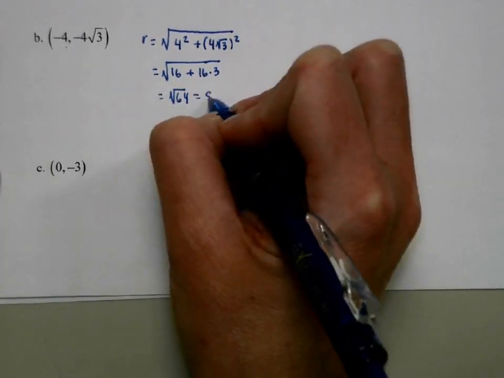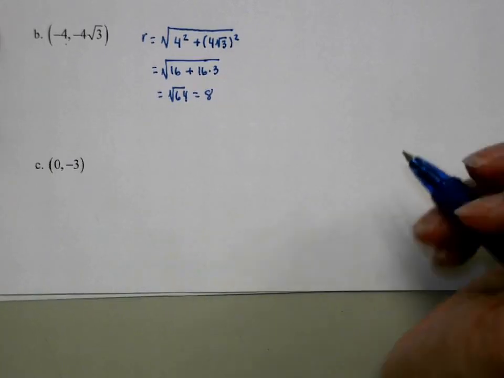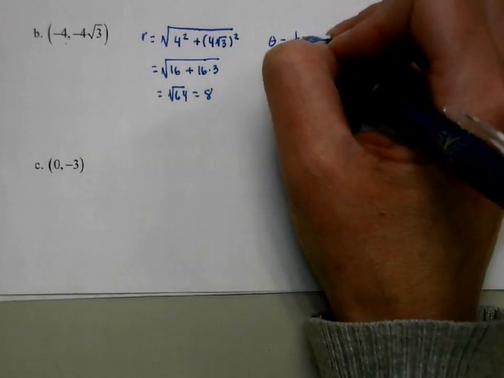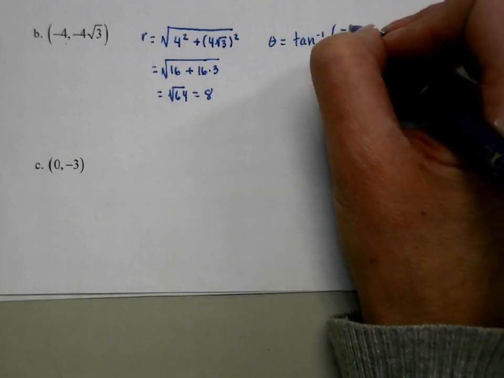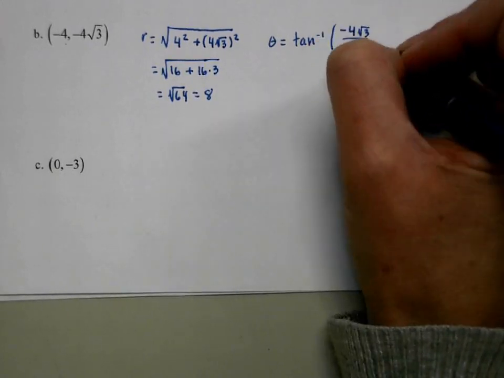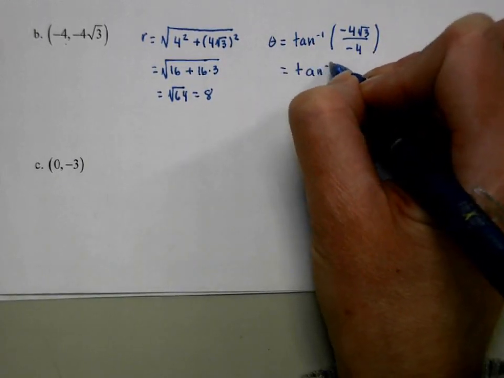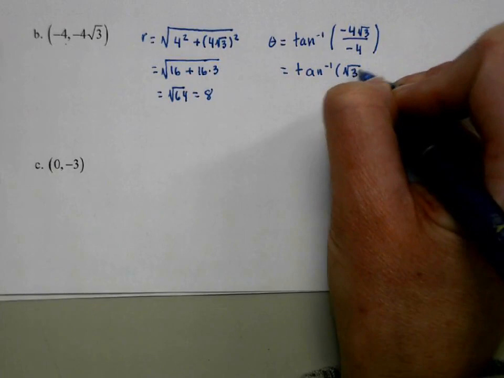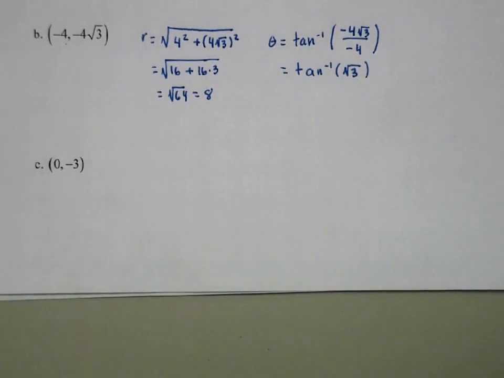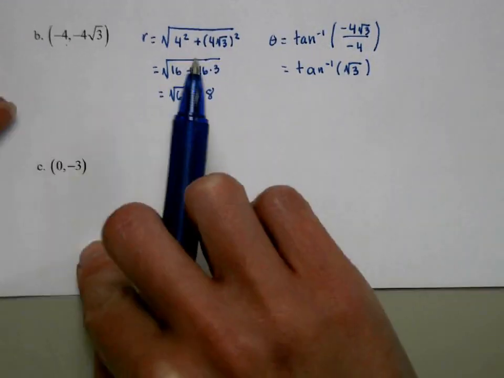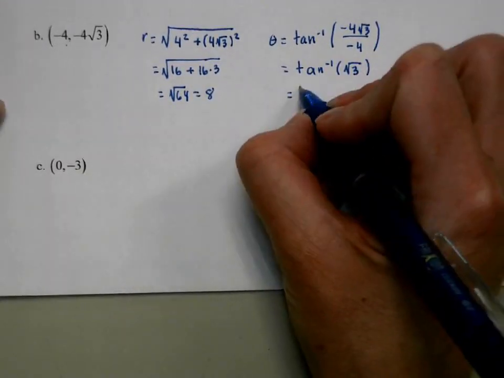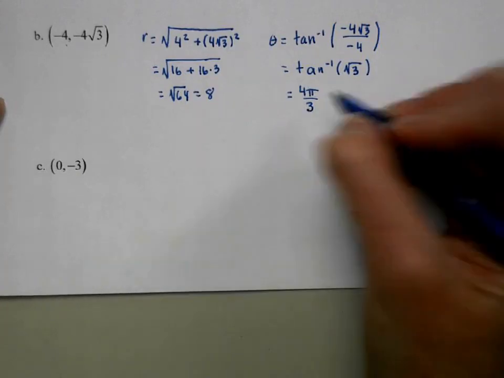Theta is going to be the tangent inverse of our y over x. Negatives matter here, so we're not going to drop them in this step. So we get tangent inverse. Now here, negative divided by negative is positive. We know tangent is root 3 in both the first quadrant and the third quadrant, and when both the x and y values are negative, the steeper slope is going to be down at 4 pi over 3. So my coordinate here is 8, 4 pi over 3.